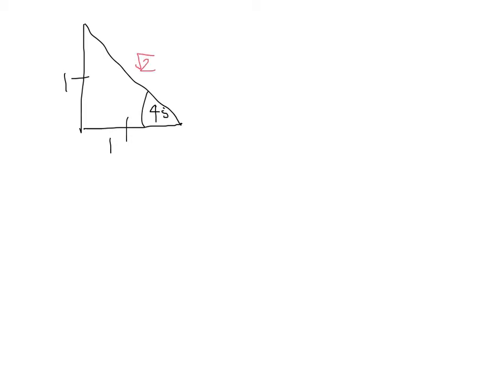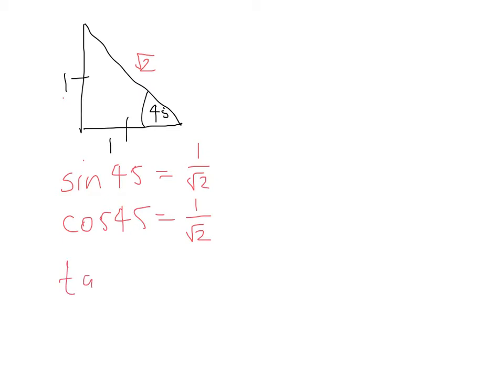So we use that to set up the fact that sine of 45 is the opposite over the hypotenuse, which is 1 on root 2, which is the same as cos of 45, 1 on root 2. And the tan of 45 is the opposite 1 over the adjacent 1, so it's just 1. Now you don't need to copy that down because it should already be in your notes.